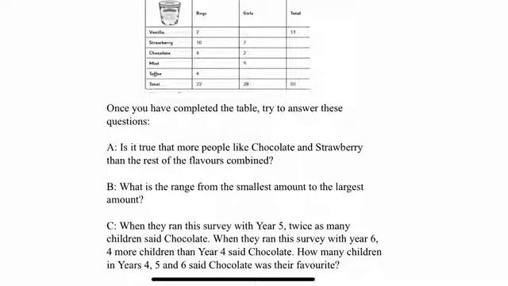Question C. When they ran this survey with Year 5 children, twice as many children said chocolate. When they ran this survey with Year 6, 4 more children than the children in Year 4 said chocolate. Well, how many children in Years 4, 5 and 6 said chocolate was their favourite altogether? So use those clues and add up the amounts in Year 4, Year 5 and Year 6 to reach an answer. Good luck!